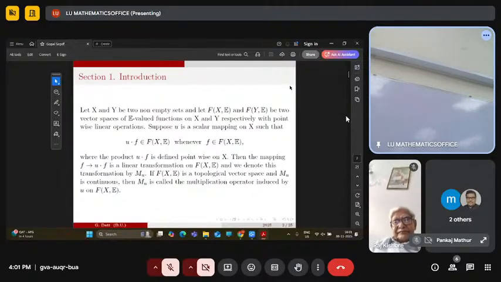And then we say that f goes to u dot f is a mapping, and if this F(X,E) has a topological structure, I can talk of the continuity of this mapping. Then we say this f goes to uf induces a bounded operator, and we denote it by M_u. So if you have a u, then you can talk of M_u. Now the question is whether this M_u will be continuous or not, and for which kind of u you can talk of the continuity of this M_u.